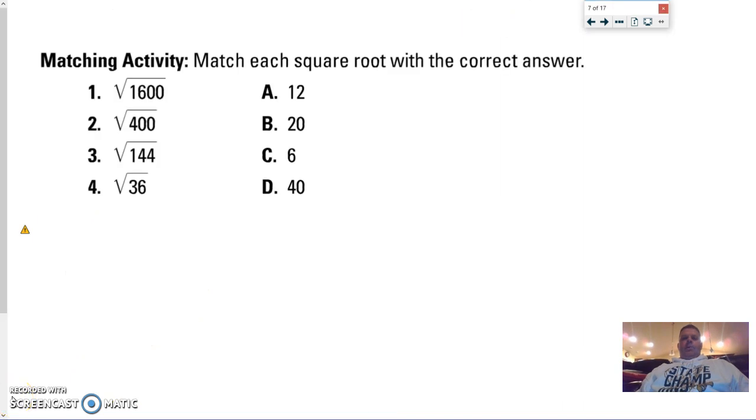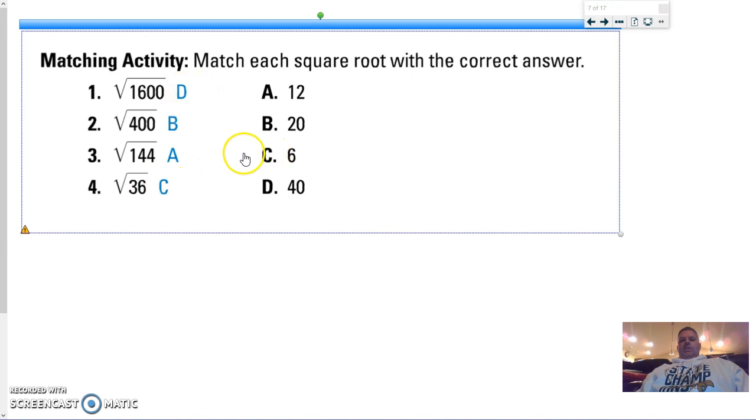In our next activity, I would like for each of you to try to match the square root with the correct answer. Please pause the video again for a minute while students match those. When we match each of these, we know that 40 times 40 is the square root of 1600. We know that 20 times 20 is 400, the square root. We know that 12 times 12 gives us 144, and 6 times 6 is 36. Therefore, we have D, B, A, and C for our answers.